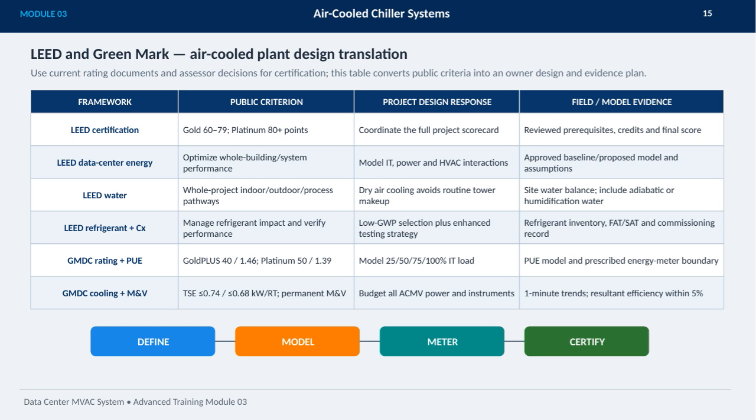The last section emphasizes a clear process. Define the criteria, model the system, meter performance, and certify compliance. This structured approach ensures design aligns with sustainability goals and certification standards.